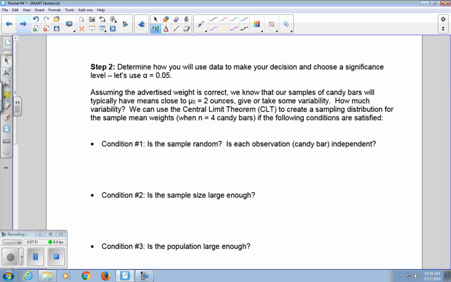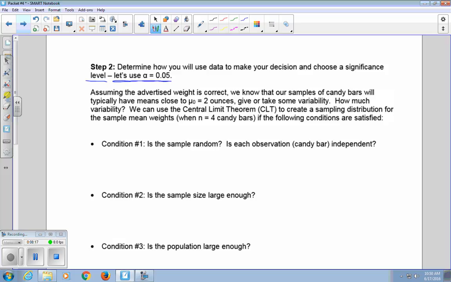All right, so let's continue on. Step 2, we need to determine how you will use data to make your decision and choose a significance level. So we'll talk a little bit more about our significance level at the end. But for right now, our significance level that we're choosing is going to be alpha equal to 0.05. We use alpha to denote the significance level.